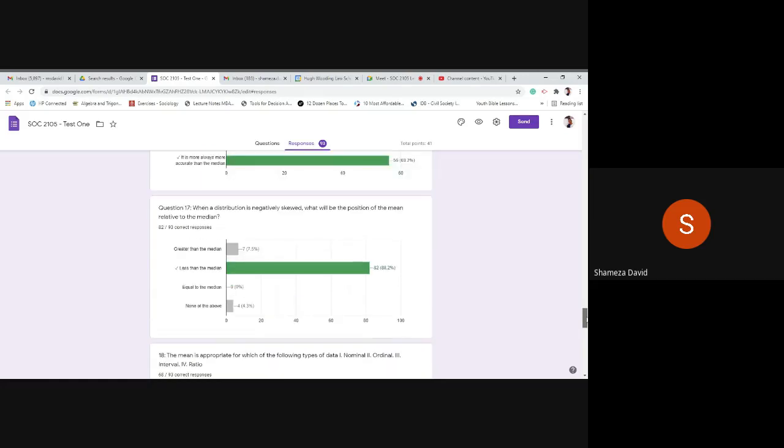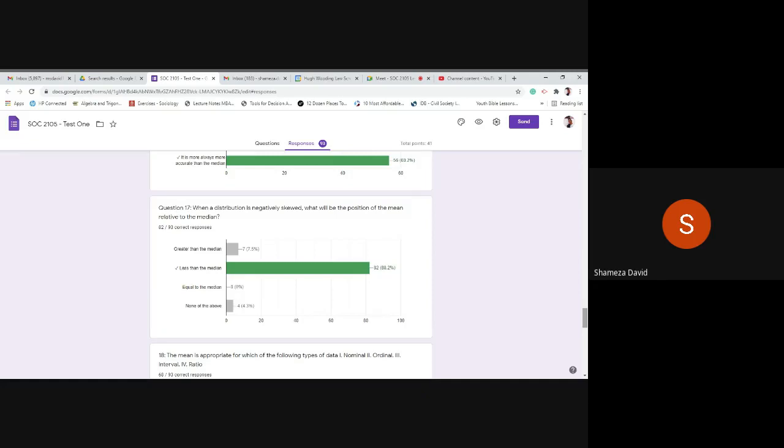And then, right, so when a distribution is negatively skewed, what will be the position of the mean relative to the median? Now, negatively skewed, of course, would mean that it is skewed to the left. And if the data set is skewed to the left, then it means that you have some extremely low values in there that are pulling down the value of the mean. So the mean will be less than the median. Remember, the median doesn't move from the center of the data. It's always there at the center.